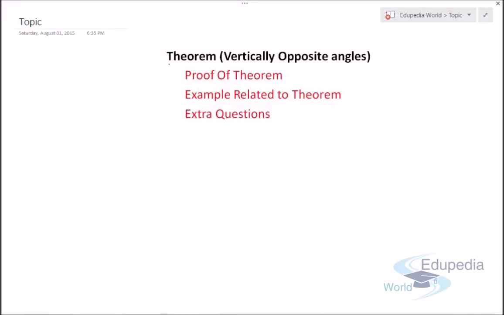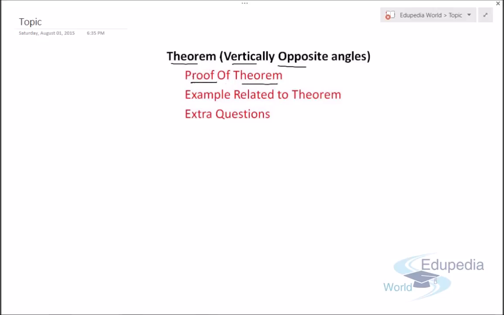You're watching the videos on lines and angles. In this video we'll discuss a theorem related to vertically opposite angles. Basically it's a theorem related to every kind of angle, linear pair or vertically opposite angle, but we'll use a theorem to prove vertically opposite angles. Then we'll discuss the proof of the theorem, how we can prove the theorem.